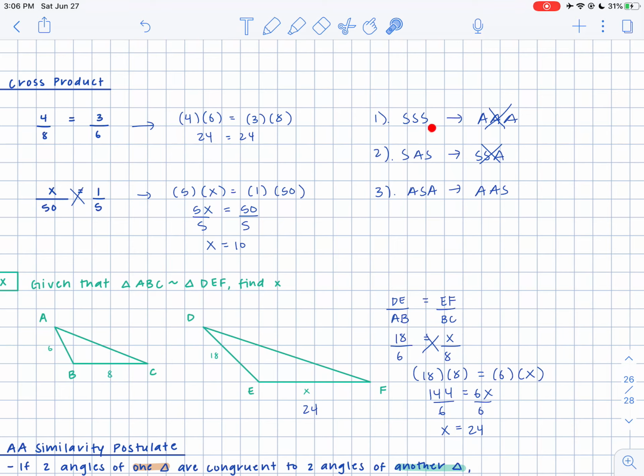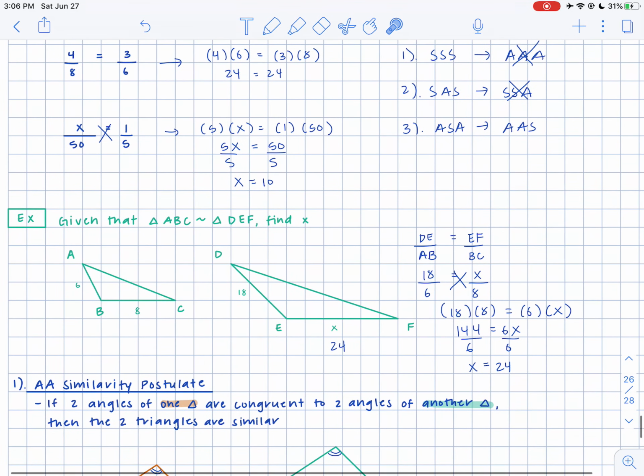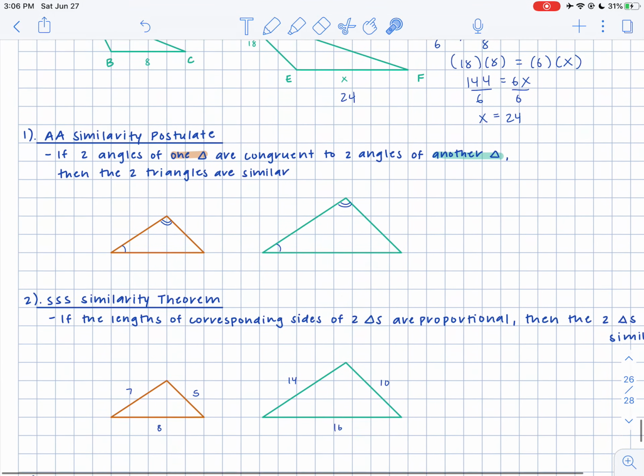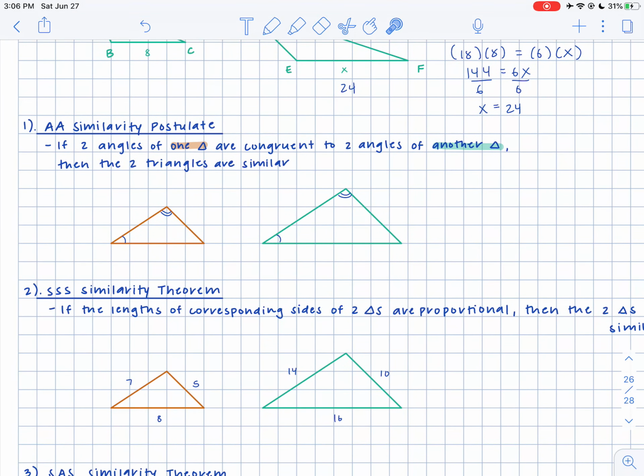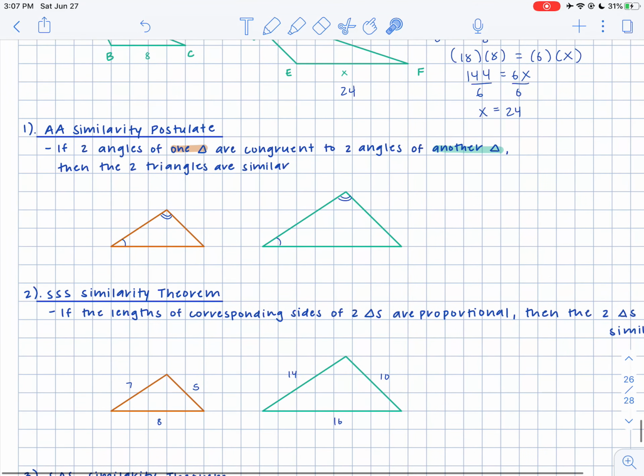So in this lesson, we're going to see if we can have a very similar form and apply it to determine similar triangles, okay? So first is the angle-angle similarity postulate. This states that if two angles of one triangle are congruent to two angles of another triangle, then the two triangles are similar, okay? It could be these two angles, it could be these two angles, or it could be these two angles. It doesn't matter.